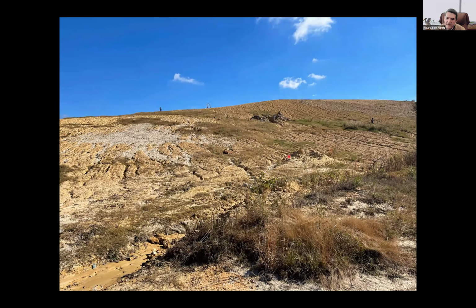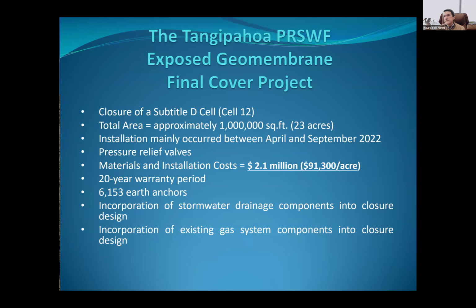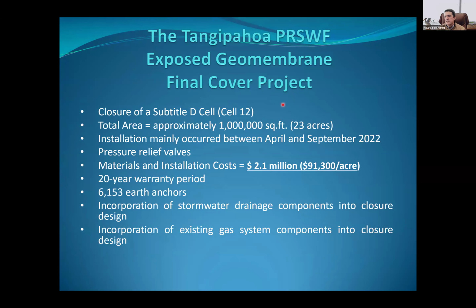It had the same problem: very bad soil, very erodible soils. Here is another look, and here you can see the previously installed artificial turf, and this is going to be installed with another method. So we had to think about ways to tie in both locations too, and we did that. Some of the specifics of the exposed geomembrane and final cover project for cell 12 that was done in 2022.